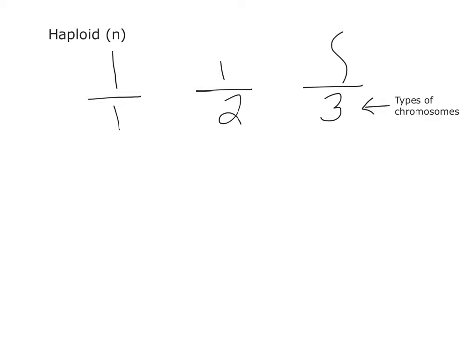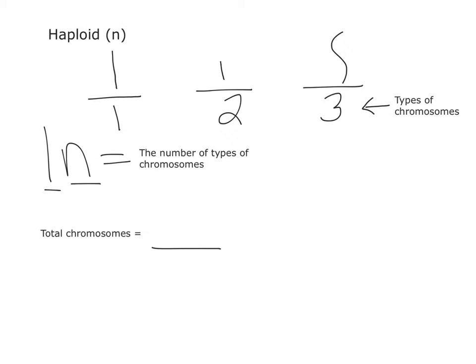When a cell is haploid, it has 1 of each type of chromosome. We can say that N equals the number of types of chromosome. Remember, there's always a 1 in front of that N, or variable. So we say haploids have 1 of each type of chromosome. So to figure out the total number of chromosomes, we just have to solve this simple math equation. So 1 times N, we have N equals 3 in this example. So the total number of chromosomes in this organism is 3.